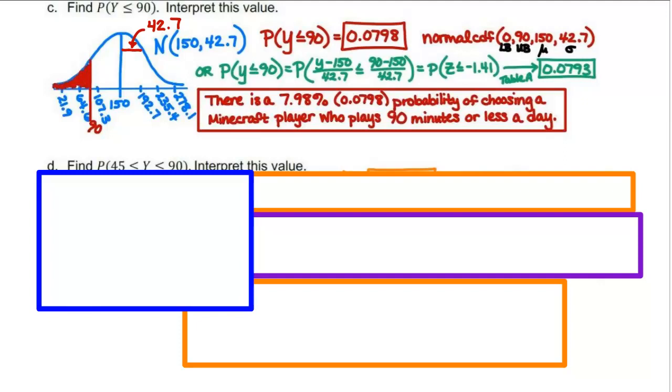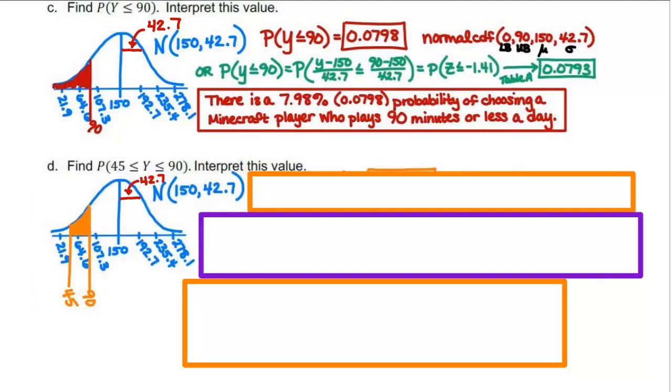Part D, they want me to find the probability that y is in between 45 and 90. First thing you do if we're looking at a probability with a normal distribution, what's the first thing I want to see? Draw. I want to see your artwork. I want to see a normal curve.